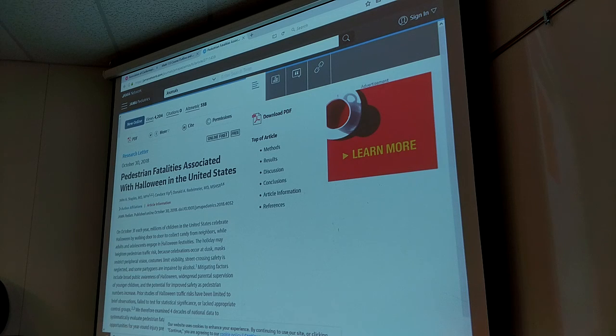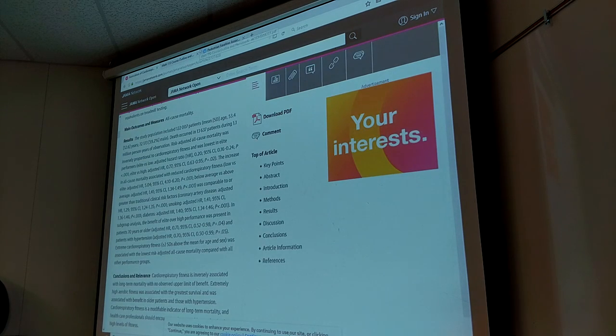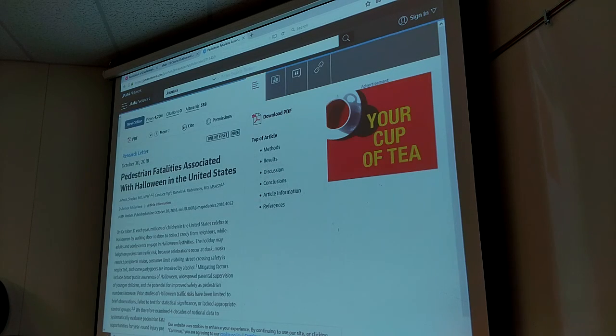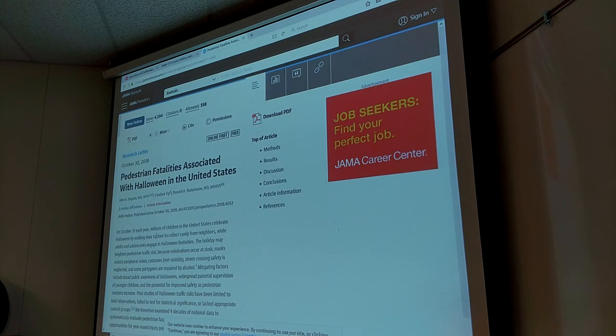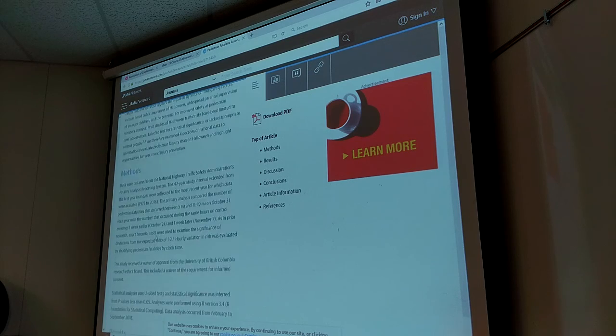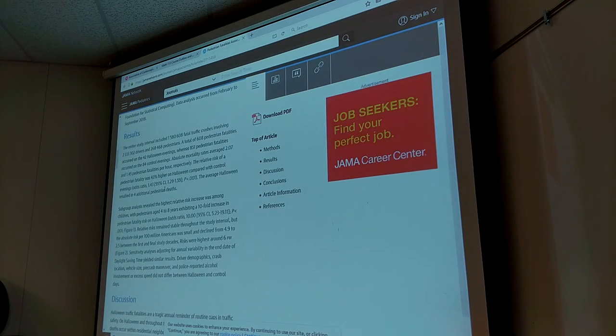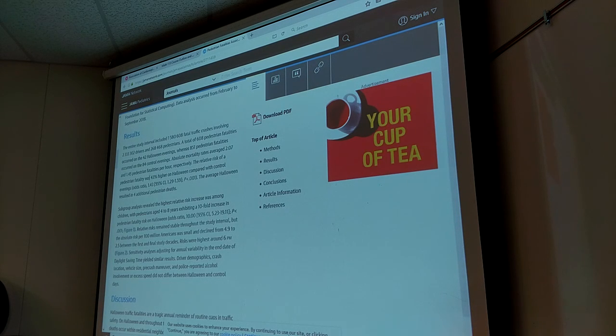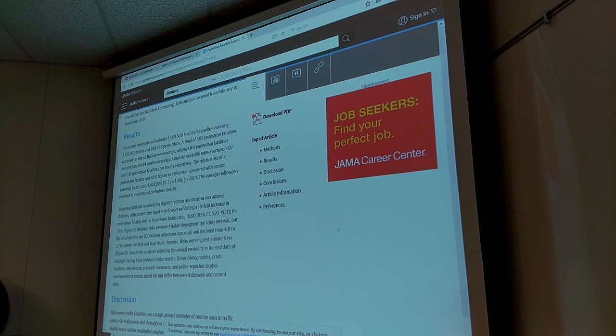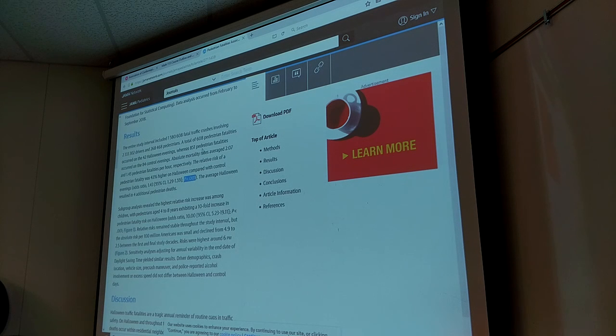This one, I should have asked first. Nobody ever lost somebody during Halloween? Got hit by a car? Because this one's about pedestrian fatalities during Halloween. And it's 43% higher risk of pedestrian fatality on Halloween, P less than 0.001. That means that result is very significant. That is very good evidence that it changes on Halloween, which on one level just makes sense.